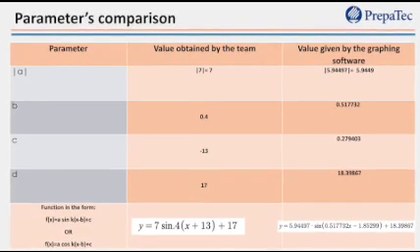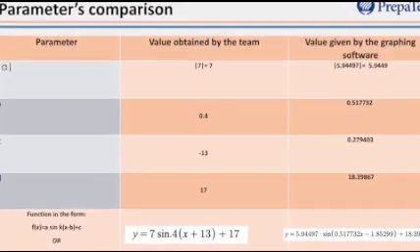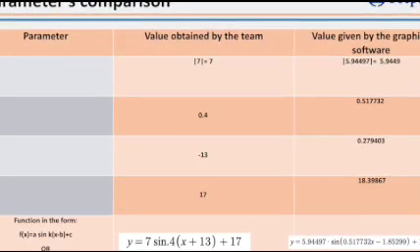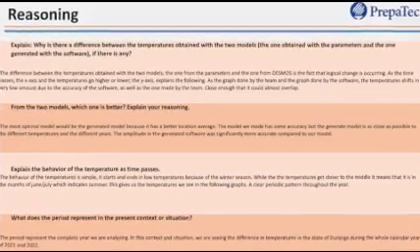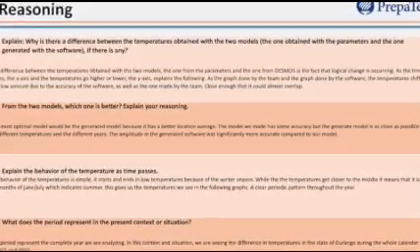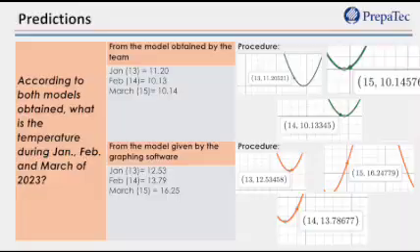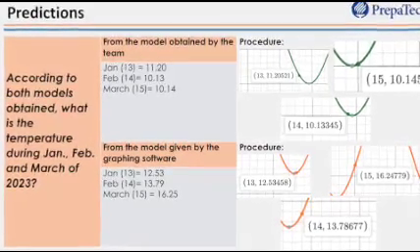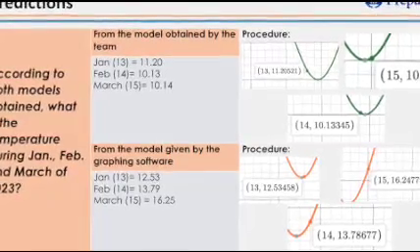Day 3 consisted of analyzing, first of all, the parameters comparison, the A, B, C, and D, and the equation in the form, in this case, the sine form, as well as the reasoning, different questions, different explanations. And finally, we analyzed the average temperatures for the following months of January, February, and March of the following year, which is 2023. We obtained these results.